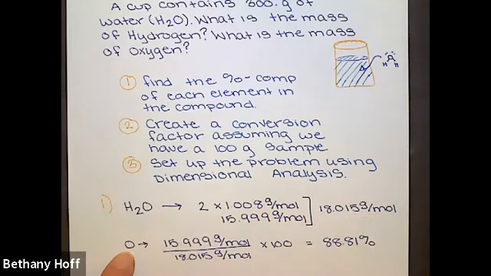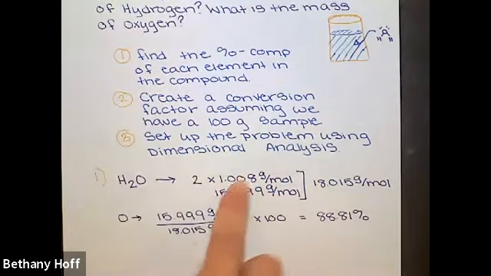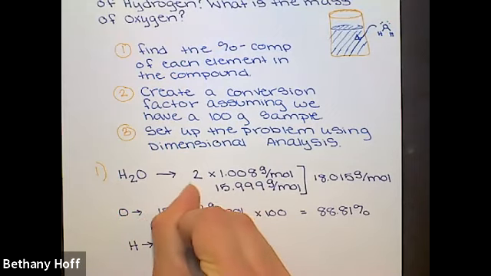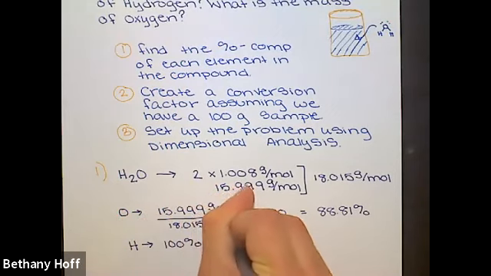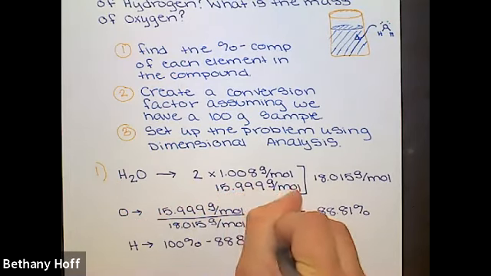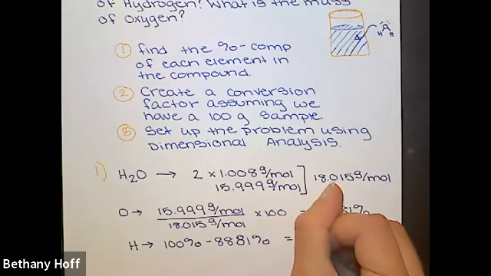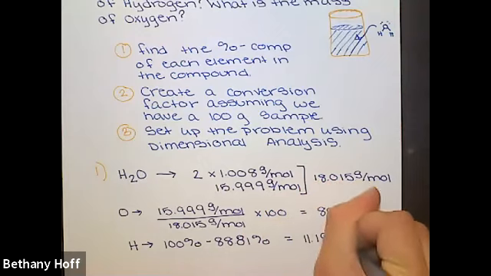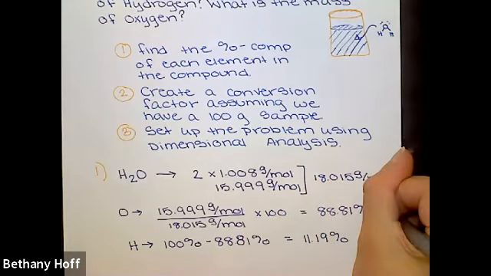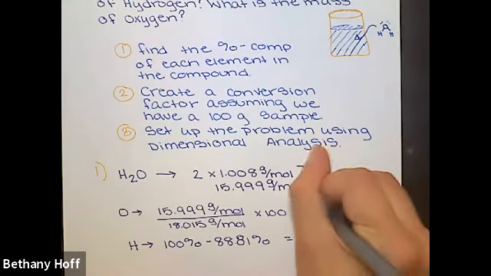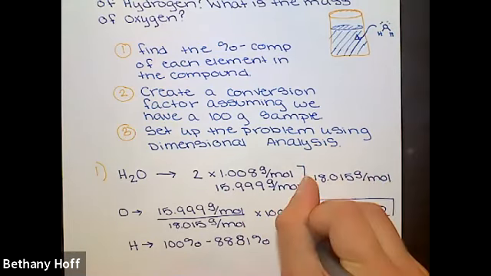Now, since we only have one other element left, both hydrogen and oxygen should add up to 100%. So I could take 100% minus 88.81%, and that'll give me my percent of hydrogen, which is 11.19%. So these are my two percentages. This is oxygen and this is hydrogen. So we're going to be using both of these in our second step.